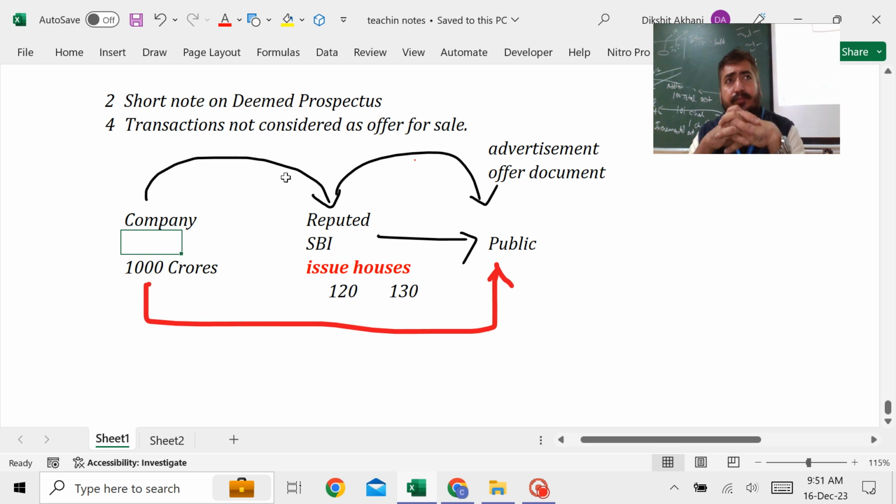My question is, assume that by mistake State Bank of India provided some false information in this advertisement, some wrong information in this offer document, and because of that some of the shareholders lost their money, and they filed a case against the company stating that the advertisement you issued to us contained wrongful information, purposeful misstatement, which attracts the liability of sections 34 and 35.